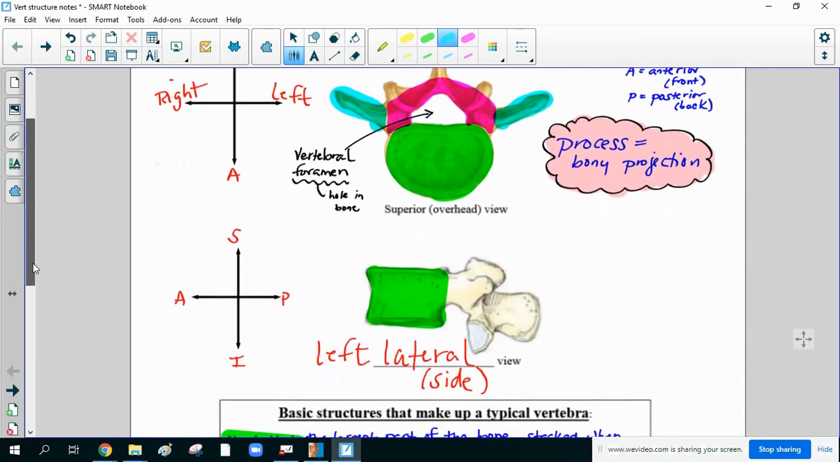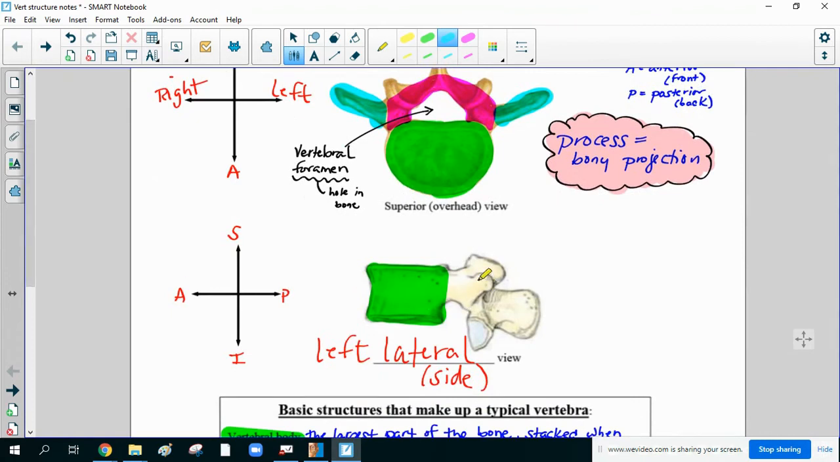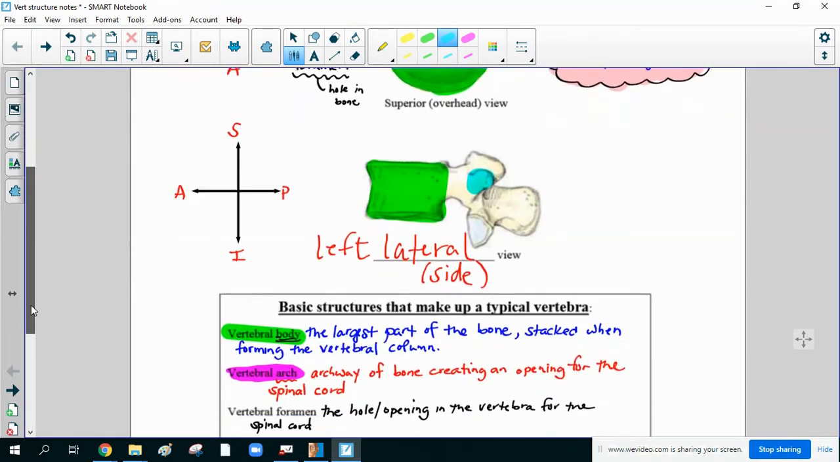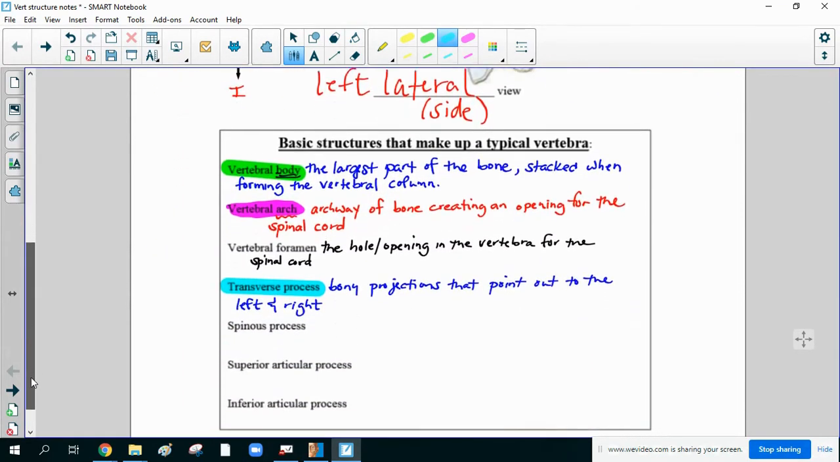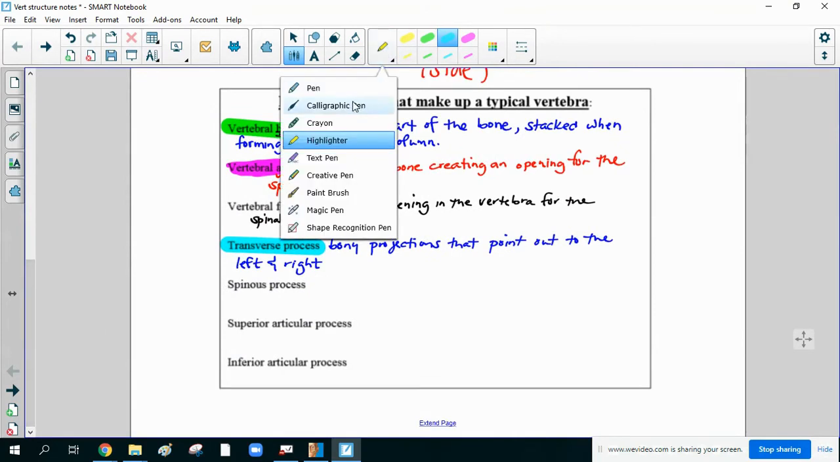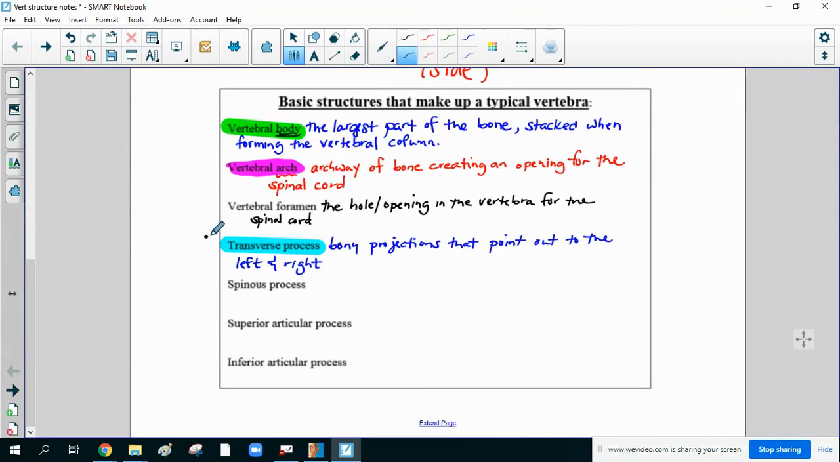Oh, they did a much better job here. It's here. That's our transverse process, pointing out of the page, and the other one would be pointing into the page. Okay, so there's two of those. Should probably make a note that there are two of those. Spinous process, there's only one.